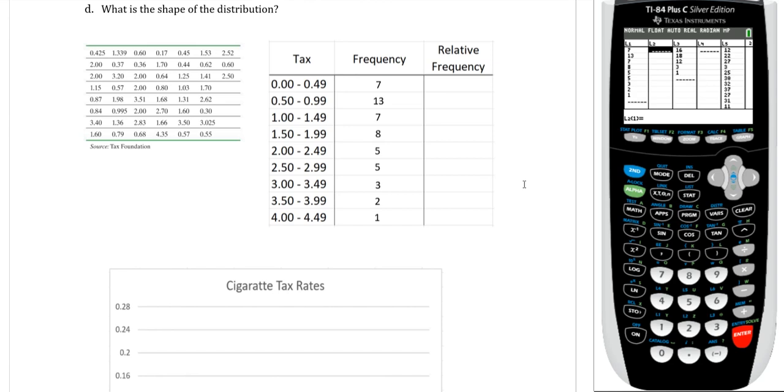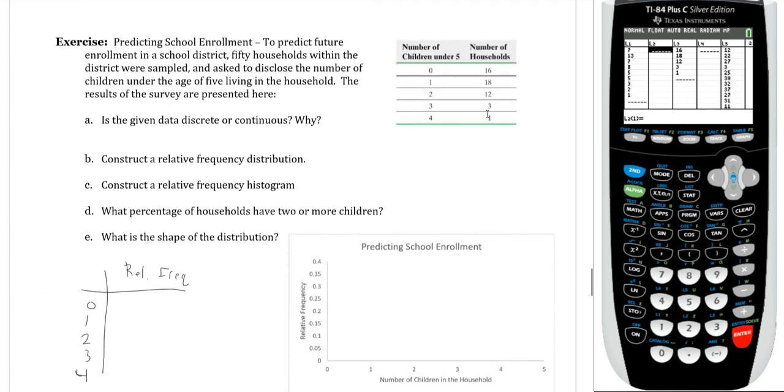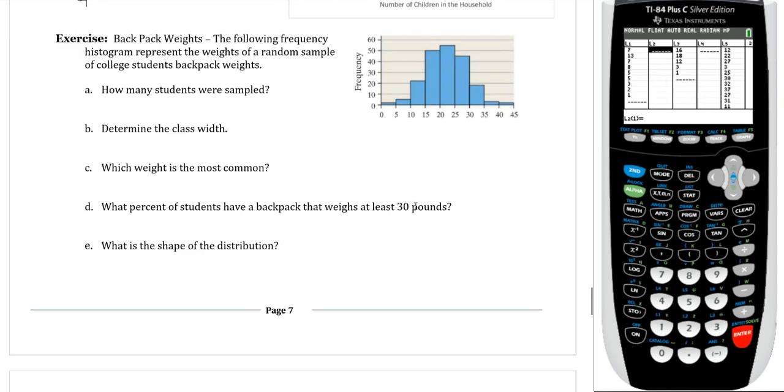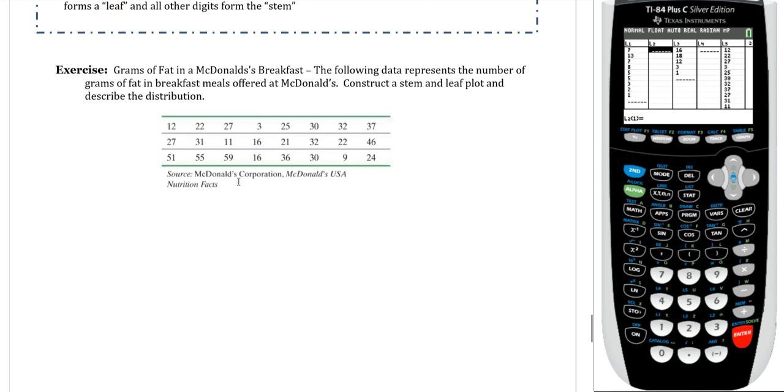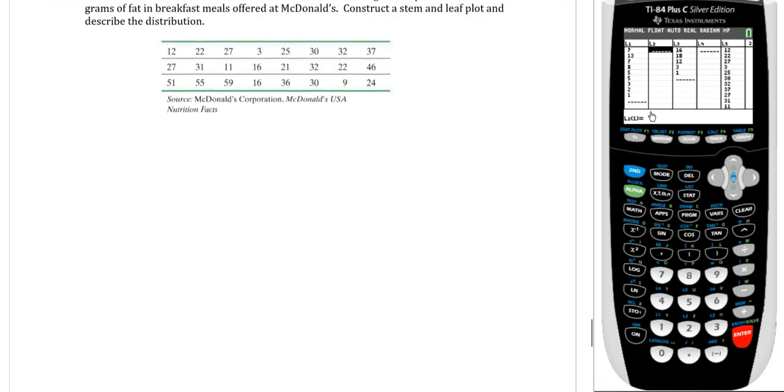So I'm going to clear that out. The list that I have, the one here on page 6, I have the numbers 7, 13, 7, etc. I have the table on page 7 with the numbers 16, 18, 12, 3, and 1. I have that in list 3. I'm keeping list 2 and list 4 intentionally blank. And then list 5 is the table on page 7 here for grams of fat in McDonald's breakfast. I have that in all of list 5.